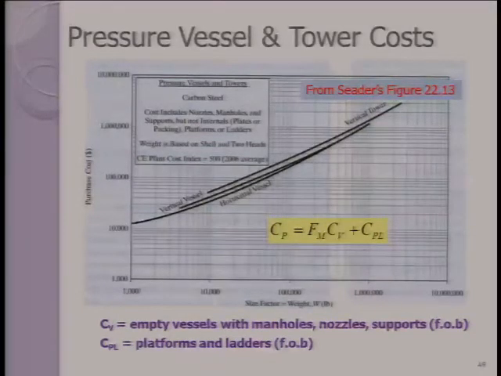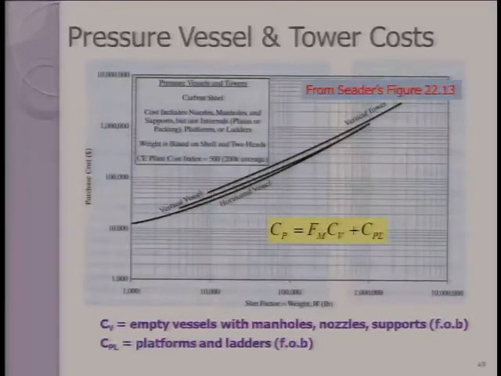Yeah, also for the platforms and for the ladders. Okay, so for the platform and ladders, you need to go to another cost figure to get the CPL. Yeah, CPL is basically platform and ladders. Another thing that you have to notice here, the figure is only valid for carbon steel. So if you are using stainless steel, you need to add the material correction factor. Yeah, but for us, we are using carbon steel, so we don't have to do any correction.